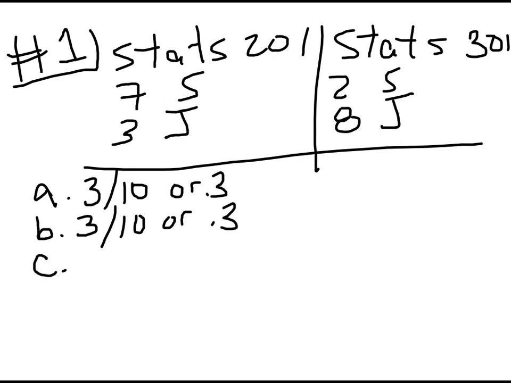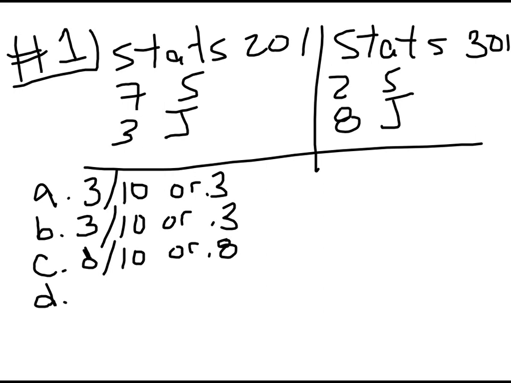Number C. What's the probability of drawing a junior's name on the second draw, given that a junior's name was drawn first? Again, these are independent events, but because he drew a junior on the first draw, the second draw will come from the Stats 301 class. In the Stats 301 class, there are 8 juniors out of the 10 students, so the probability is 0.8.